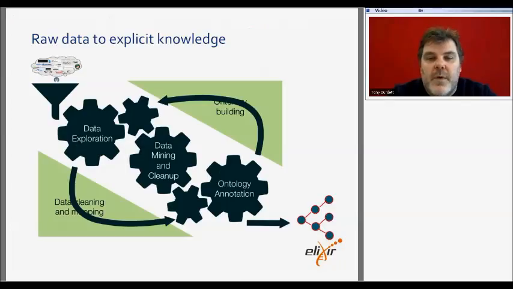So we have this idea of having a mapping pipeline to take this raw metadata and turn it into some sort of explicit knowledge. It's a bit of a cyclic process rather than a linear one. I'll come on to that. But effectively, we put the data from biosamples into the top and push it down through this process. It starts off with what I'm calling here a data exploration process.